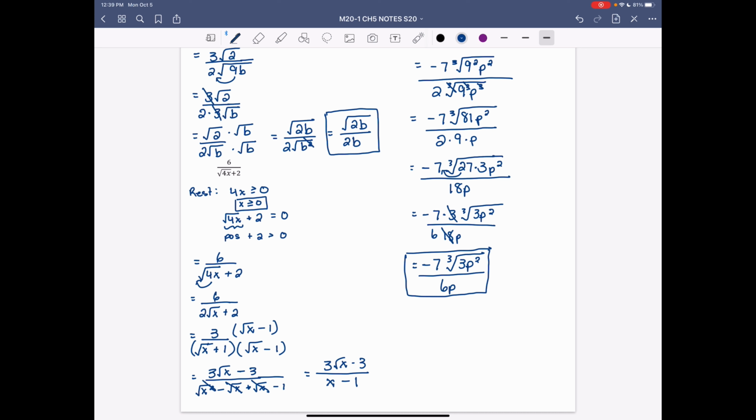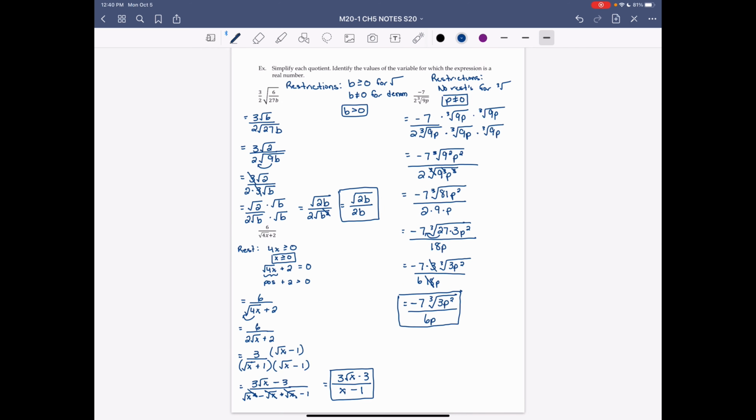We can't simplify our coefficients because we have 3, 3, 1, and 1, so there's no common factor. So this is our simplified expression. That brings us to the end of Chapter 5, Lesson 3.